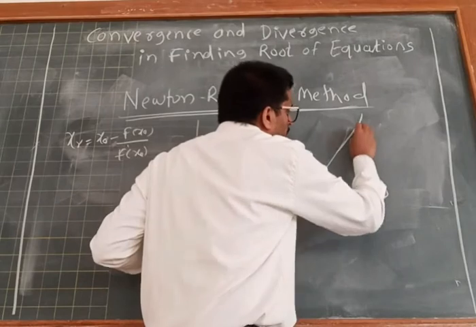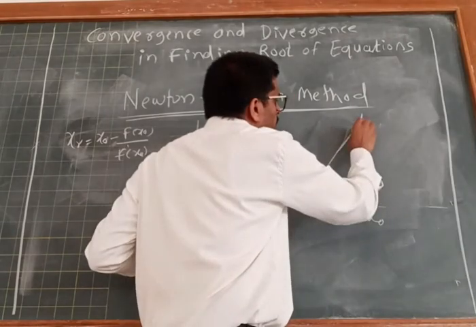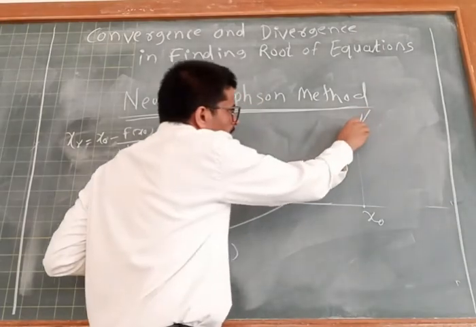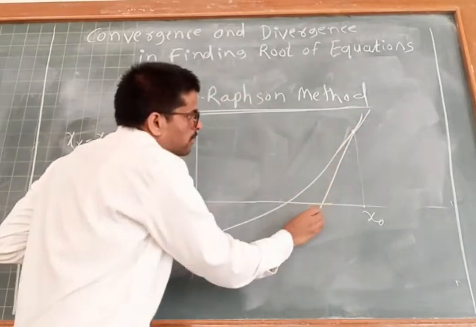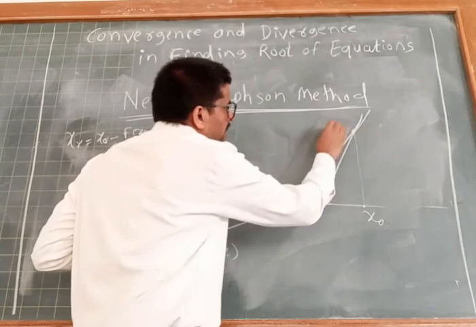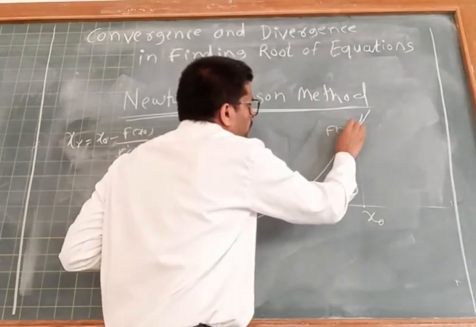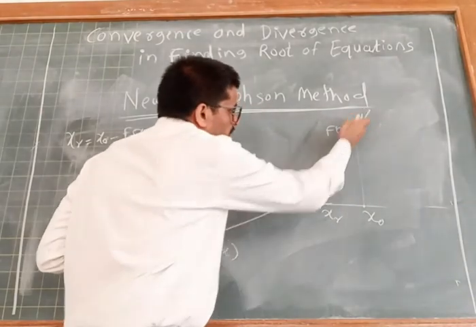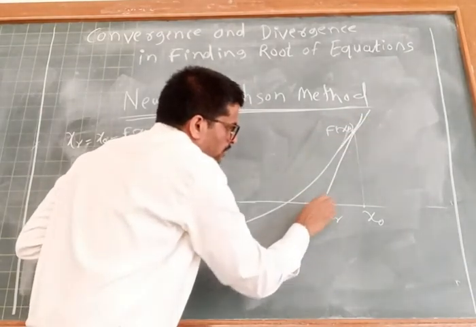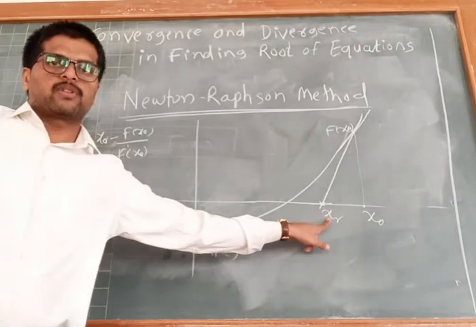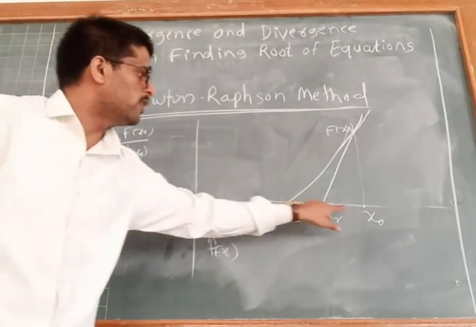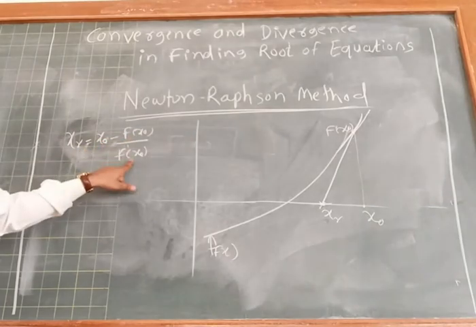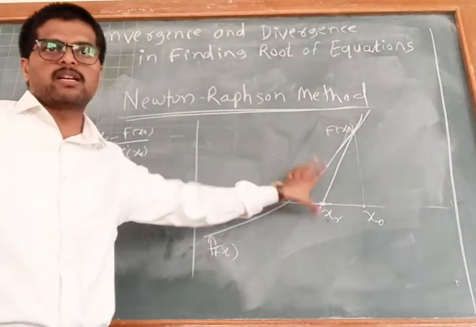So here, this point is f of x0, and if I draw a tangent at this point, at f of x0, then you will get this value xr. This tangent will intersect the x-axis at this point. So this is the new value, and the formula to get it from x0 is xr is equal to x0 minus f of x0 divided by f dash of x0. And this is the graphical representation.